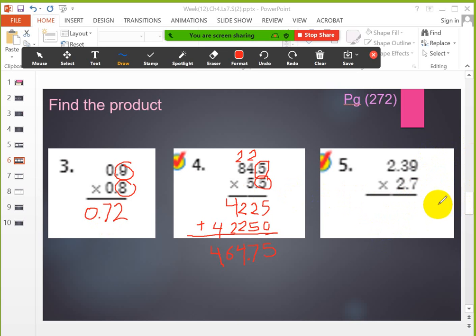Are you with me, Ghazlan? Yes, teacher. 7 multiply 9 is 63. So I will put 3 here and 6 above the 3. 7 multiply 3 equals what? 7 multiply 3 is 21. 21 plus 6 equals 27.